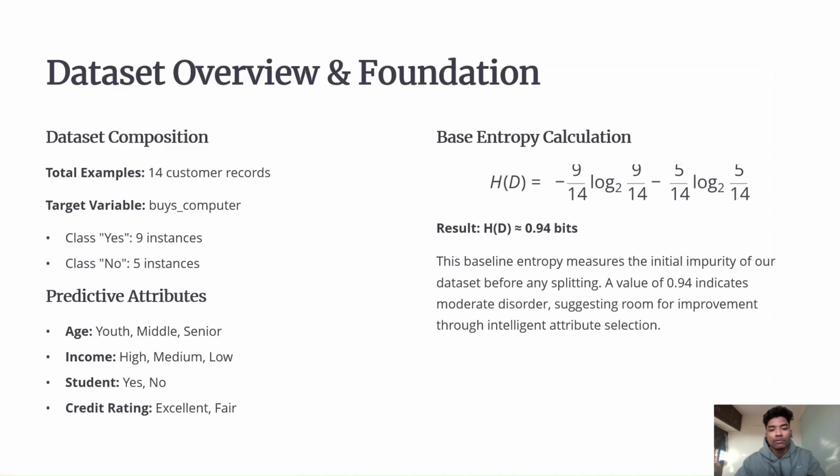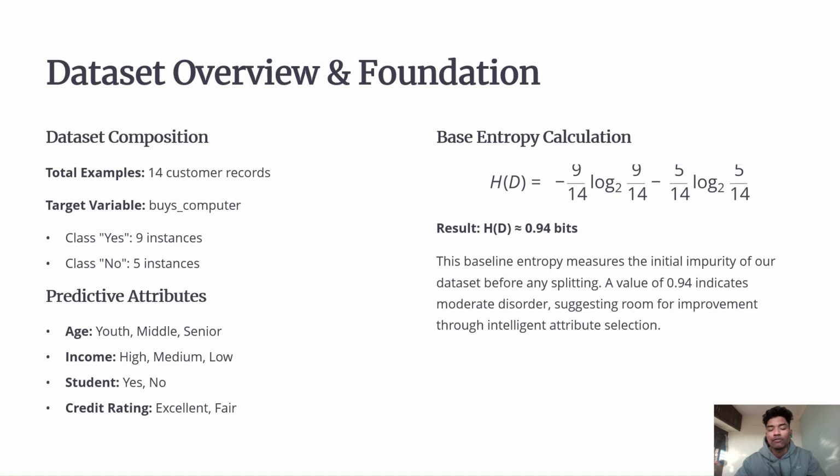We will be working with a small dataset of 14 customer records. The target variable is buys computer, with 9 customers who said yes and 5 customers who said no. Our predictive attributes include age, income, student, and credit rating. These features will help us predict whether a customer is likely to buy a computer or not.